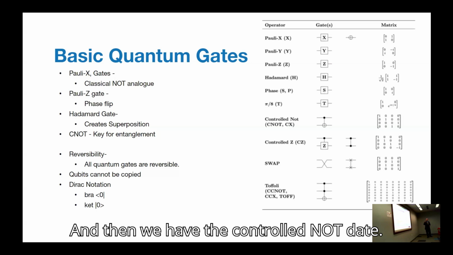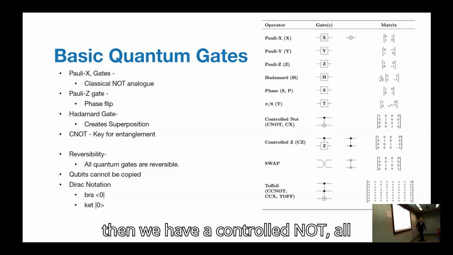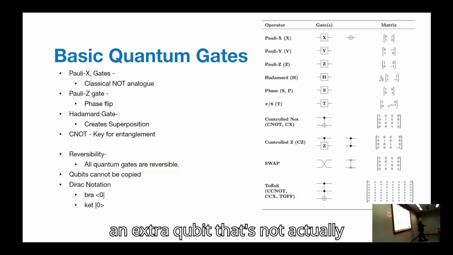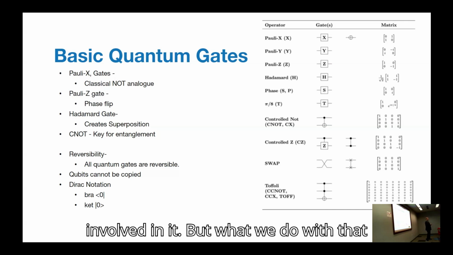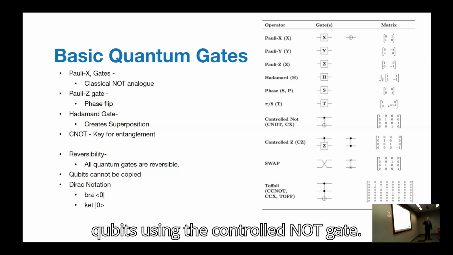And then we have a controlled NOT gate. The Pauli X gate is the NOT gate, but then we have a controlled NOT, based on an ancilla qubit. That's an extra qubit that's not actually involved in it. But what we do with that is we're able to purposely entangle these qubits using the controlled NOT gate.